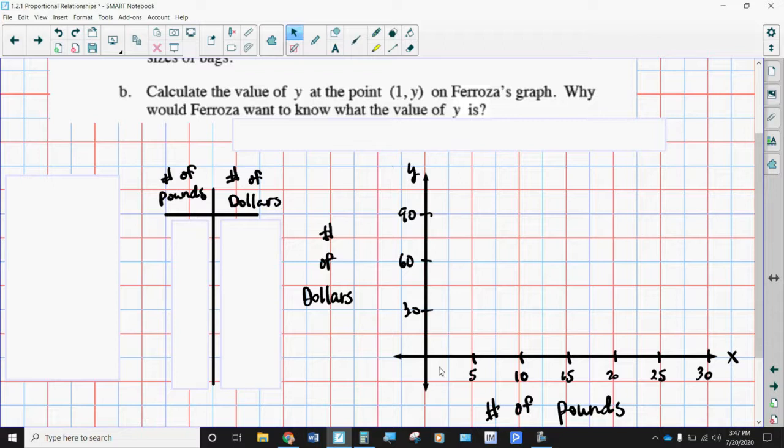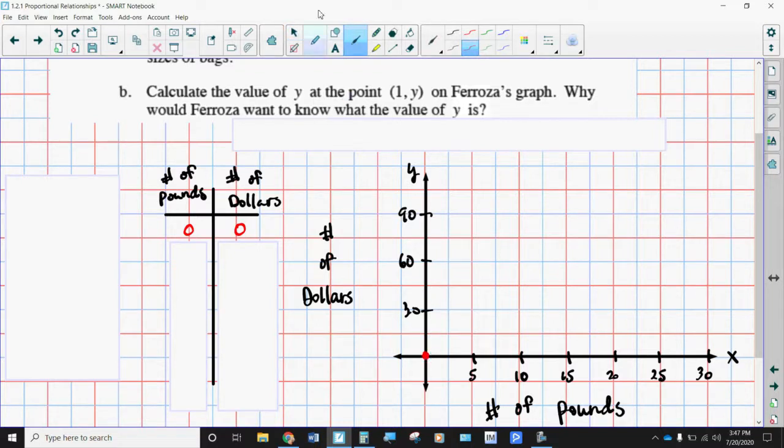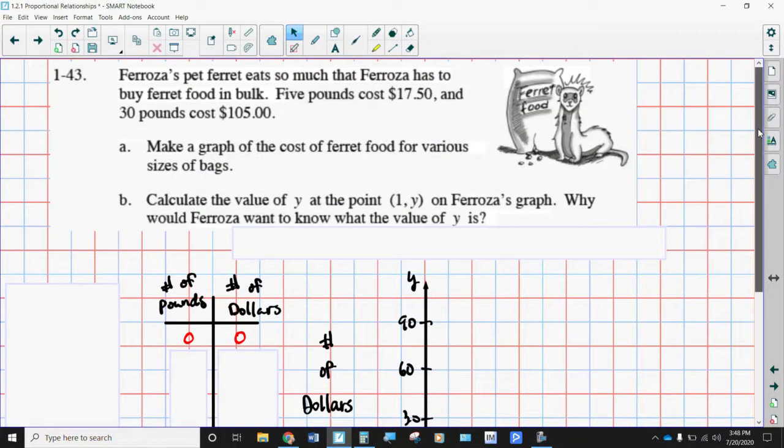So go ahead and set up your table and graph. Go ahead and plug in some numbers, and I'm going to give you a bit of a tip there. If you don't buy any pounds of food, you're not going to spend any money, right? So 0 absolutely applies, and we could put that in right here. So go ahead, fill in, choose whatever you want for the numbers of pounds, and figure out the appropriate dollar amounts based on the information that was provided here at the top.